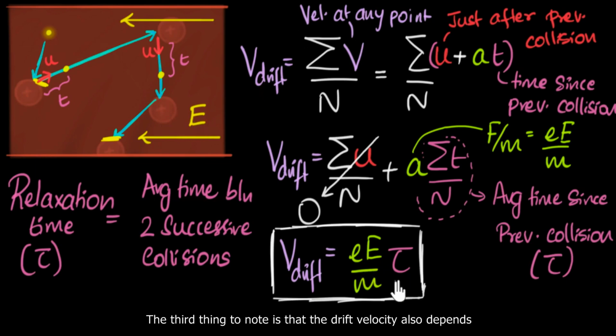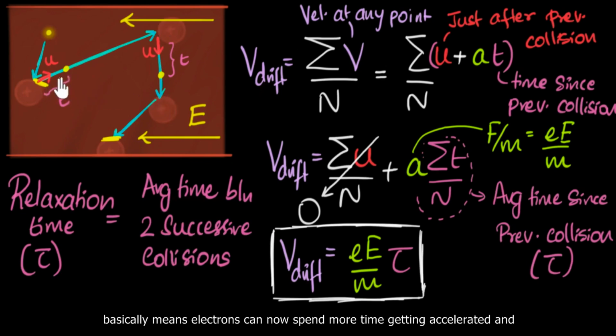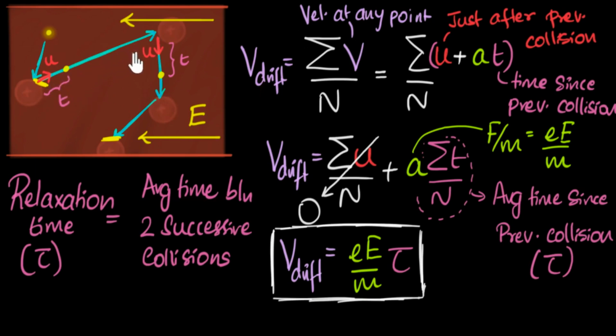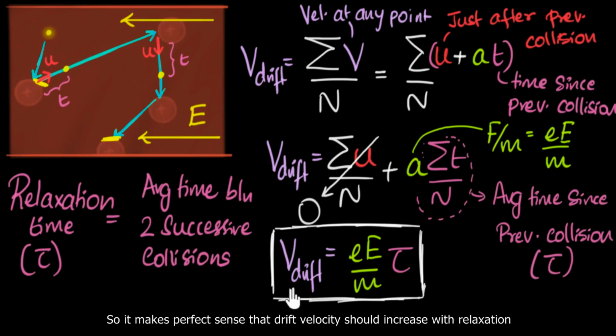And the third thing to note is that the drift velocity also depends on the relaxation time. How does that make any sense? Well, if the relaxation time were to increase, that basically means that there is more time between successive collisions on average. And that basically means electrons can now spend more time getting accelerated and gaining more speed. So the average now starts increasing. So it makes perfect sense that drift velocity should increase with relaxation time.